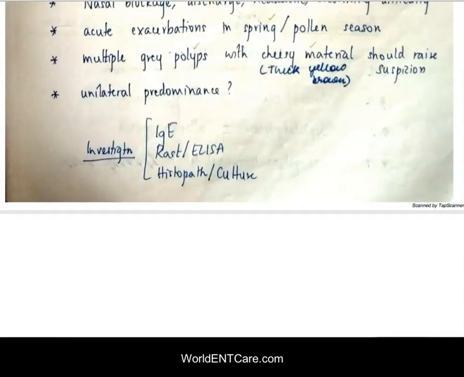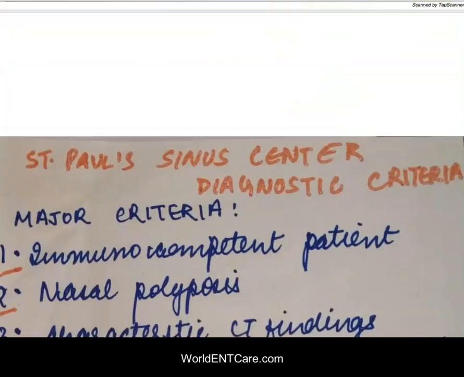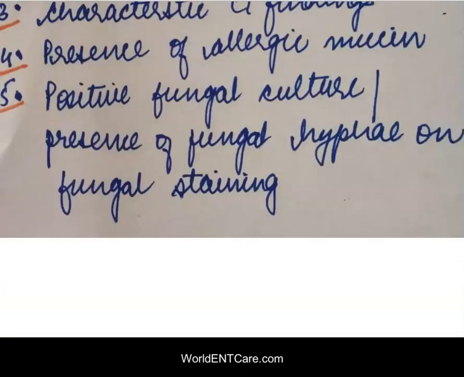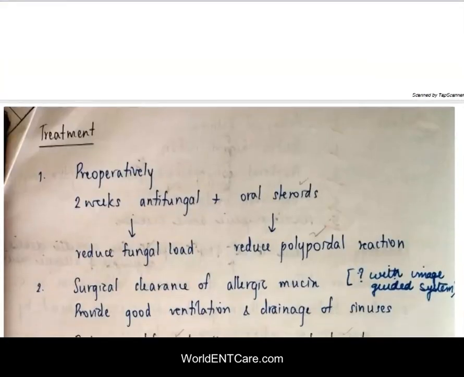Investigation: radiology, of course, and apart from radiology we can do IgE tests, RAST and ELISA, and histopathology and culture. This criteria we have already discussed.